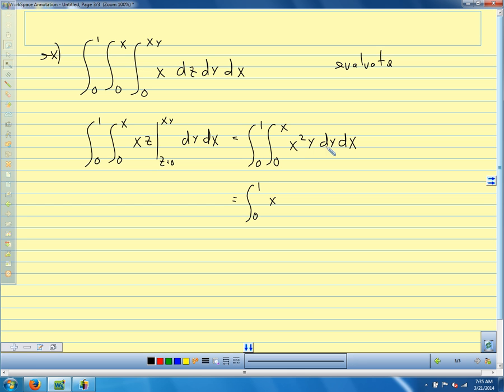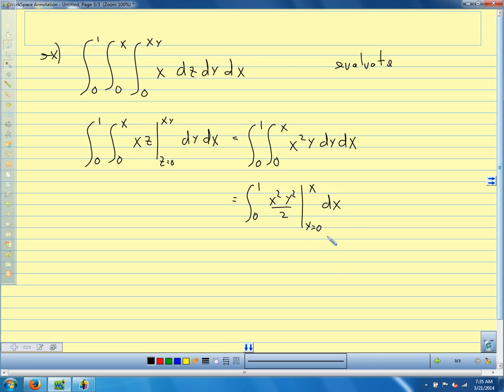X squared, we're integrating with respect to y. So x is a constant. So I get x squared y squared over 2. I'm evaluating with respect to y, and we're evaluating y equals 0 to x.